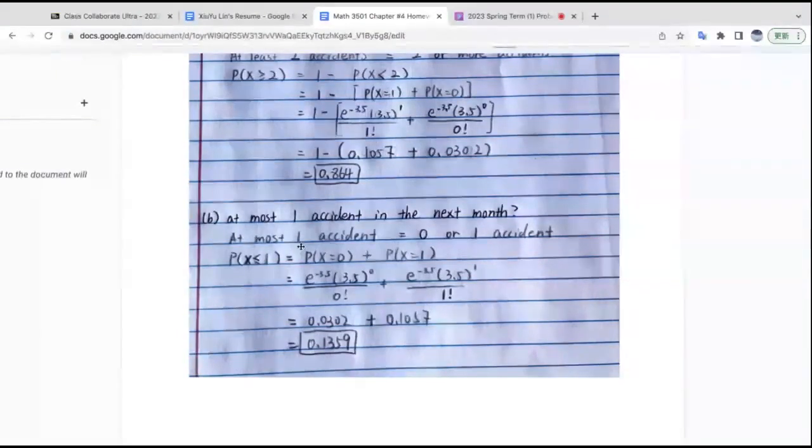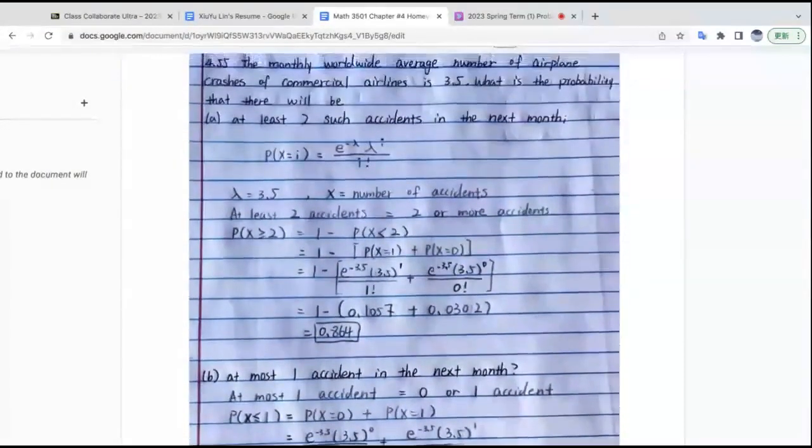And B, at most 1 accident in the next month. So at most 1 accident means 0 or 1 accident. So the probability of x less than or equal to 1 is equal to the probability of x equal to 0 plus the probability of x equal to 1. And also plugging in the numbers, we will get the answer, which is 0.1359.